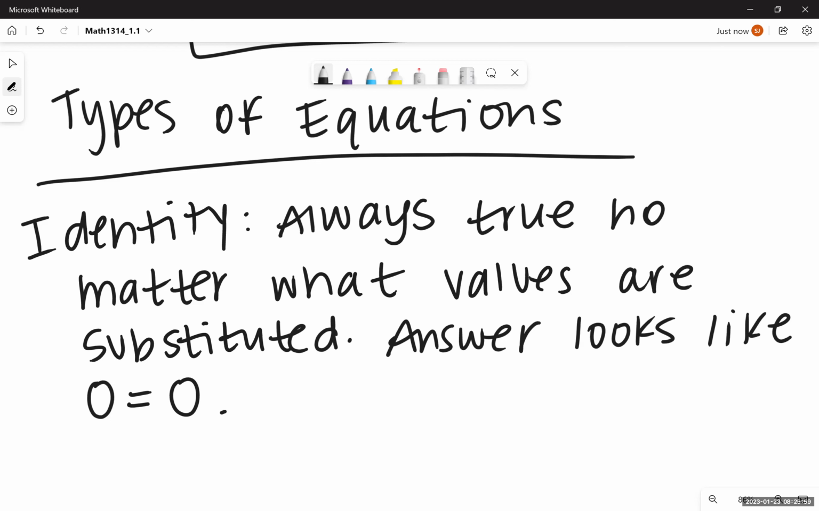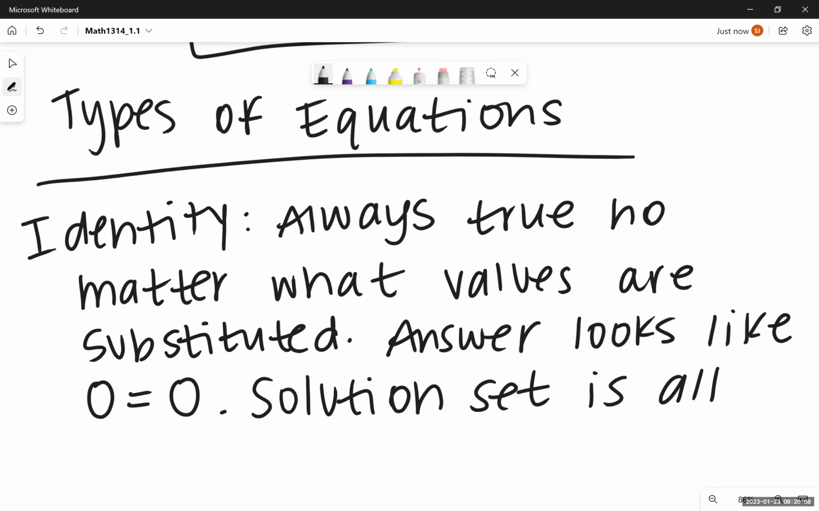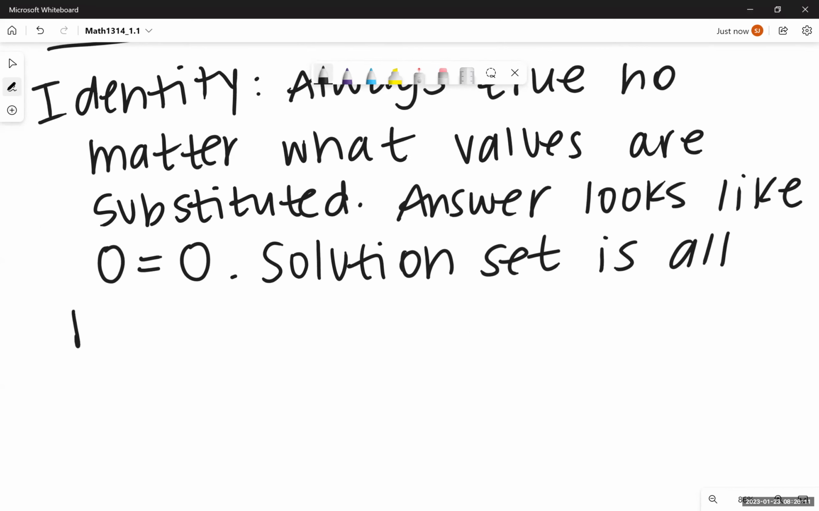We could also say that the solution set is all real numbers. And that kind of goes along with the first part of this definition. It says always true no matter what values are substituted. So to say the solution set is all real numbers, that's because no matter what real number you plug in, it's going to end up being true. You'll always get that answer of 0 equals 0.